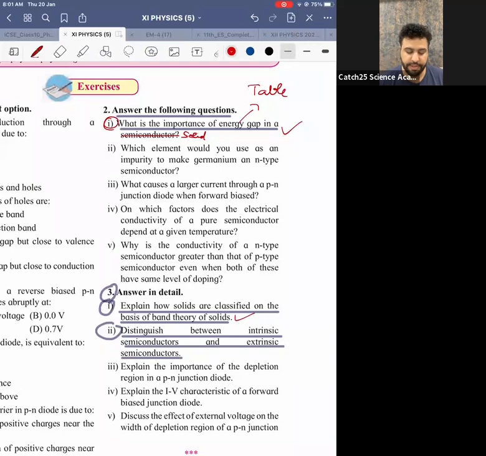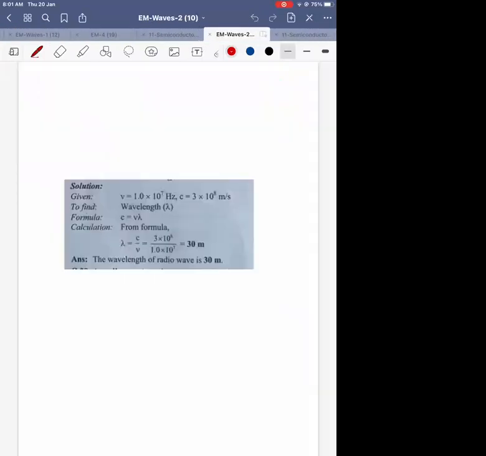And this question is done. And this question is done. So we have finished two topics today. One is the band theory of solids and the types of semiconductors. Got it? Yes, sir.